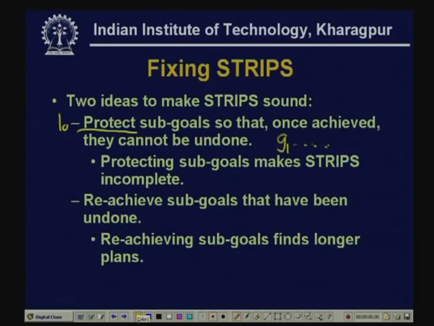The second strategy to deal with STRIPS is to re-achieve sub goals that have been undone. So, if you first achieve G1 and then try to achieve G2 and G3, but while trying to achieve G2, if G1 is undone, then your objective would be, after G2 is completed, to re-achieve G1. Now, if you re-achieve sub goals, you might end up finding longer plans.